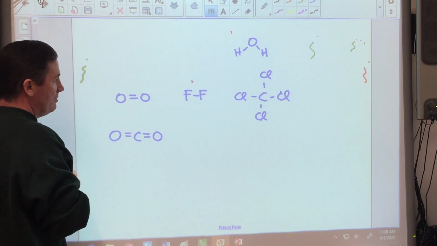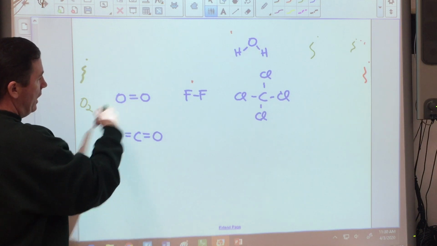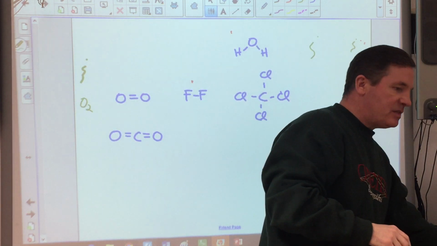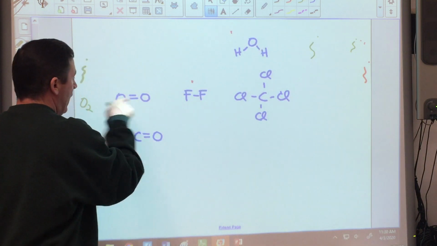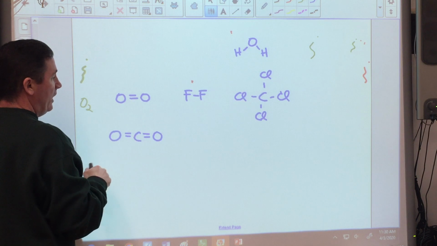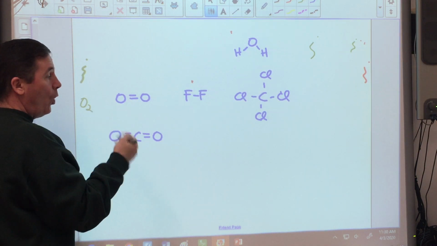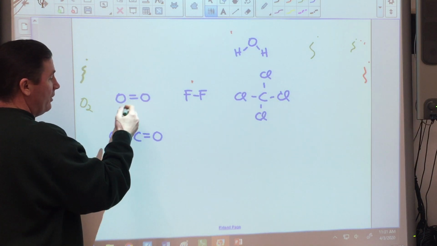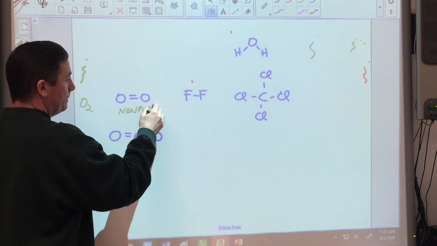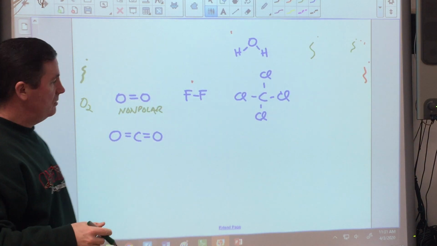I've got oxygen, O2. Two oxygens. Because I've got two oxygens, they have similar pull on the electrons that they're sharing. Since they have similar pull on the electrons, what do you think? One doesn't pull more than the other, so this is non-polar. So you can kind of think of polar as pulling.